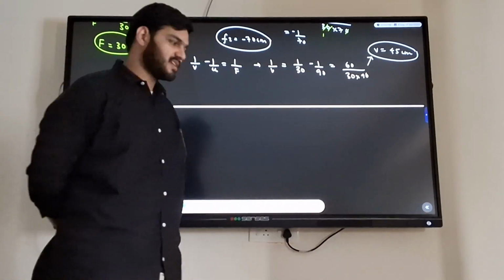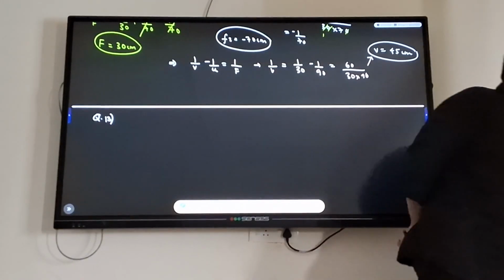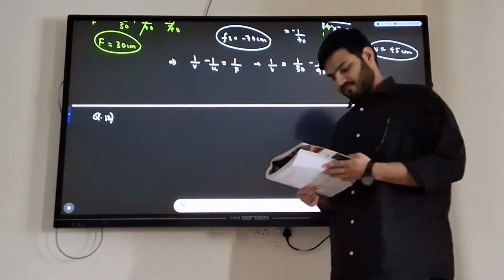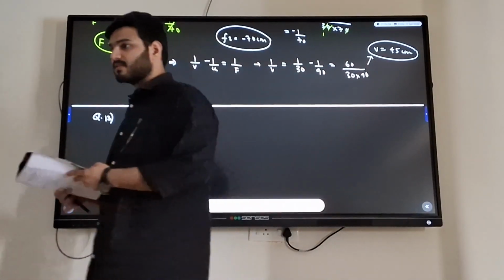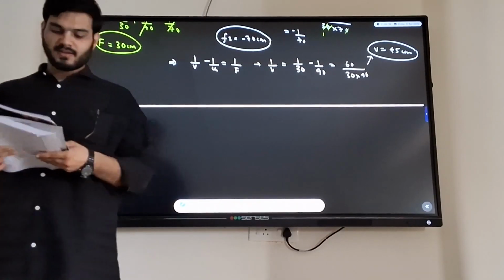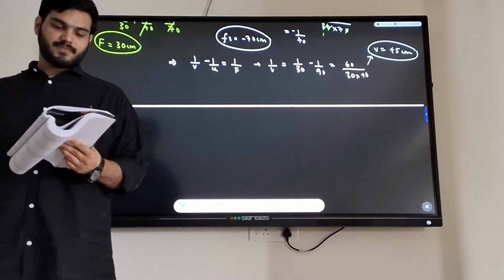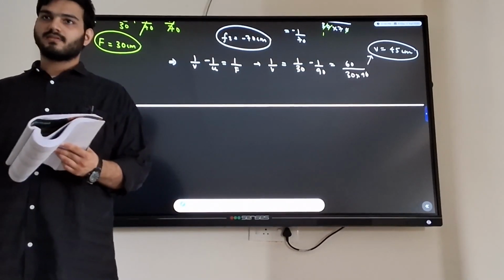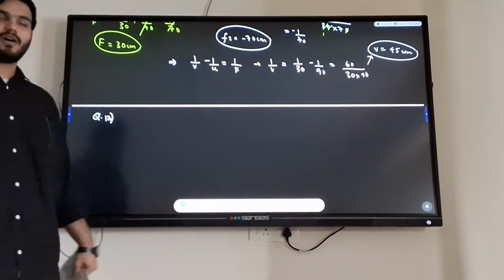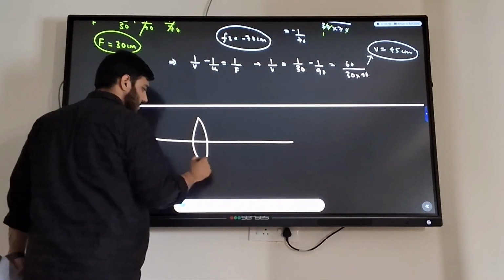Okay, then I'm starting with the question. I have given you plenty of time. What is given in the question? Two converging lenses are given, such that they have a common axis.